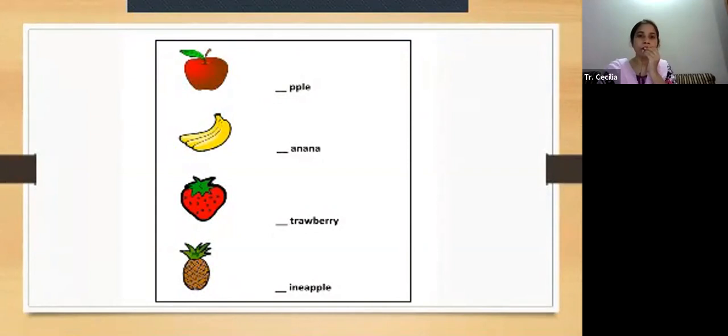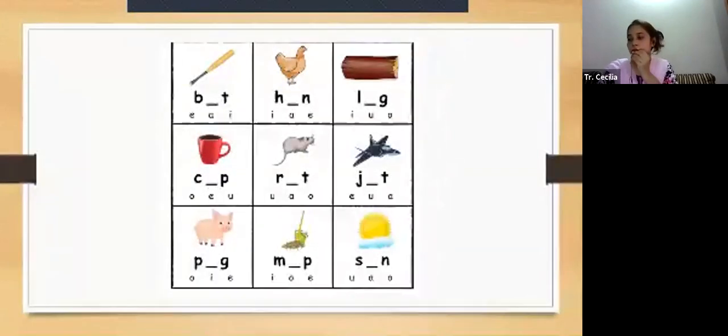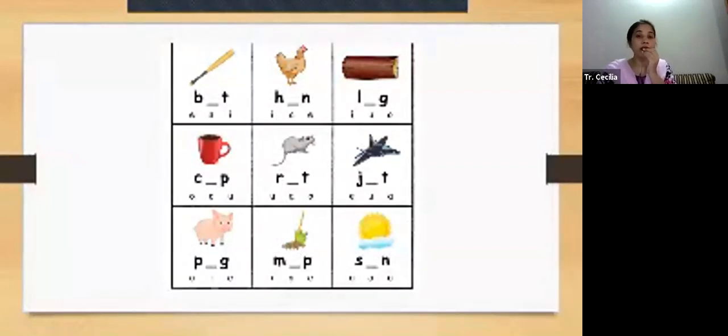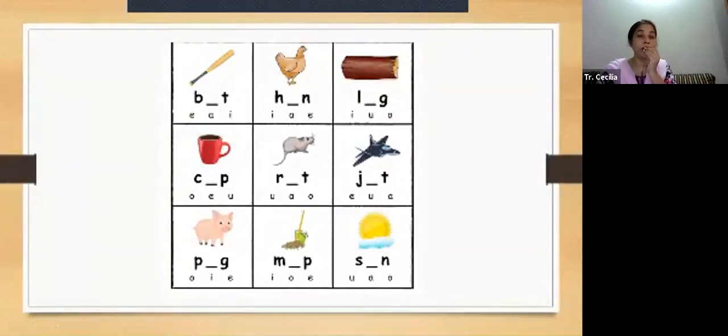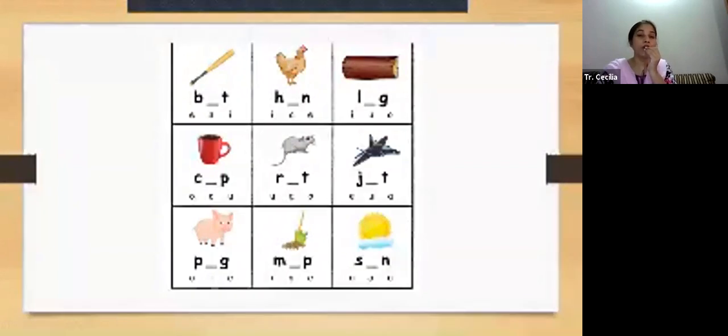Next, here there is another worksheet. Okay, see here, can you see the pictures? First picture is bat. Here the first letter is written, the last letter is also written, and something is missing. There is a blank between these two letters. What you have to do is write the letter that will come here, the middle letter, the middle sound.